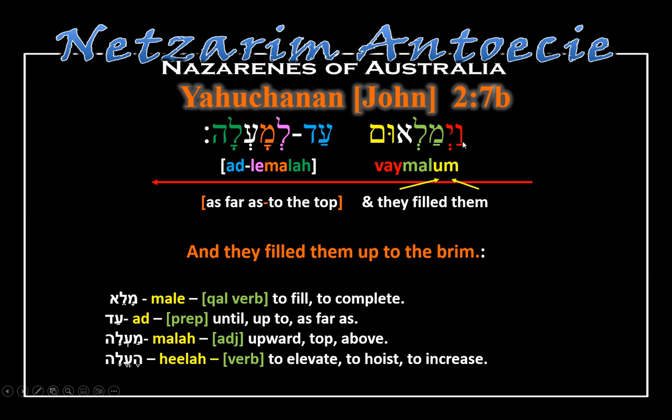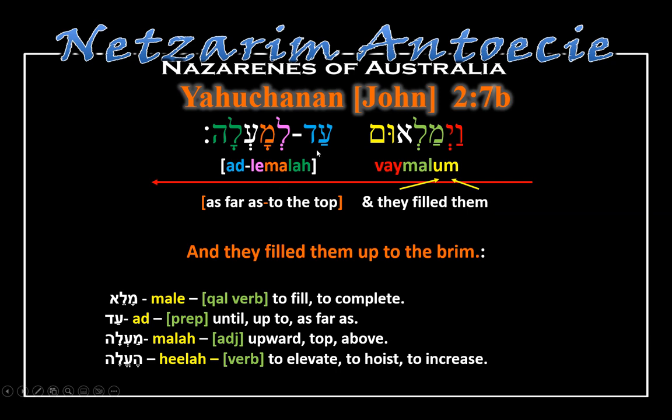And then with the vav and the yod, it means it's complete. If it was just a yod, it'd be future. With the vav, it changes the tense. So, and they filled, and then the mem sofit, them. So we need to learn how to identify the pronouns, etc., and the tense. And they filled them. And that's why I've given you: they is the u, the mem is them.